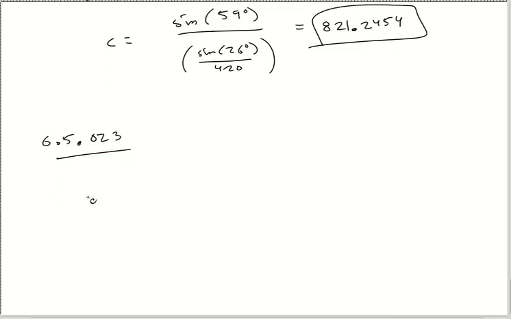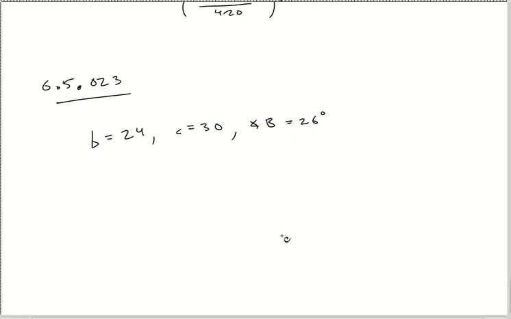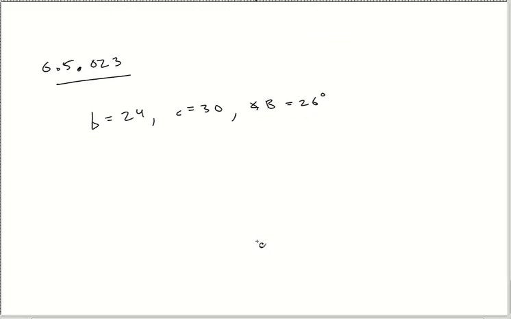65023. So I've got B. I'm going to try to write that a little bit better. B is equal to 24. C is equal to 30. And angle B is equal to 26 degrees. Don't know why I'm doing angles on each one of those. Whatever. This is an interesting problem.